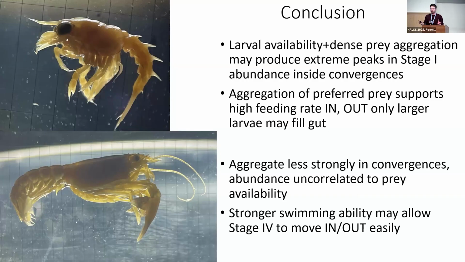The stage 4s also appear somewhat aggregated within the convergence zones, but they're kind of doing their own thing and it doesn't appear related to prey. So either they're using that microhabitat for a different reason, or their stronger swimming ability means they can choose whether they're resident within or outside more actively.